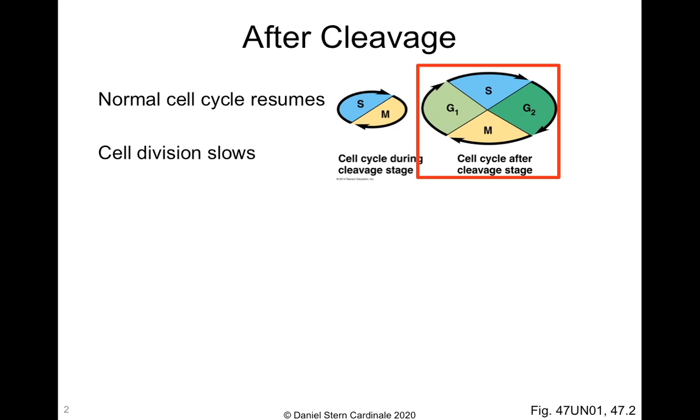Once we get through that stage and we have a structure called a blastula, that's a hollow sphere, you kind of go back to normal in terms of cell division. So you're going to slow down the process and you're going to start using a typical cell cycle. So you have M phase and S phase just like before, but we also have G1 and G2.